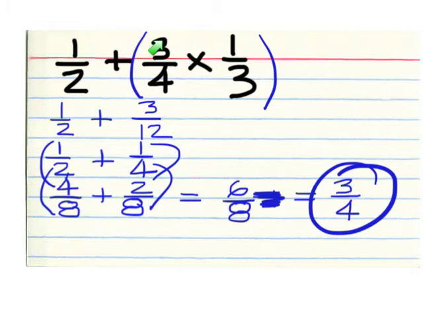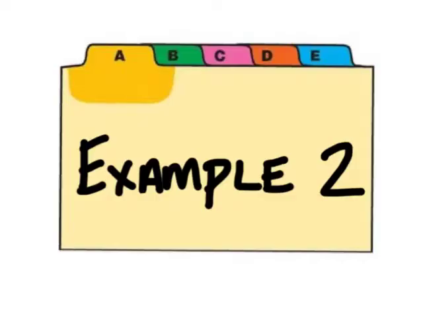Remember, you have to do multiplication first, so multiply the tops and the bottoms. That's where 3 over 12 comes from. Reduce that and add it with the 1/2. Common denominator is 8. Add the fractions to get 6 over 8, and the final answer is 3 over 4. Where did you get to?